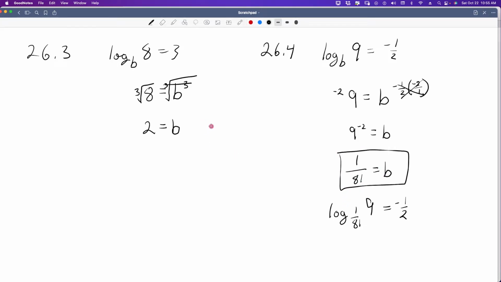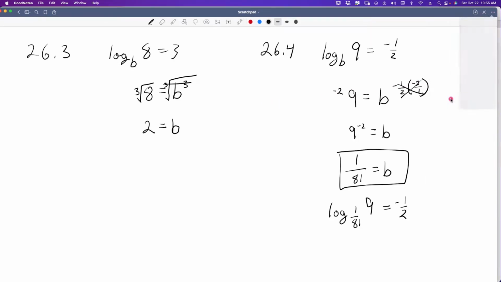All right, so let's look at solving another one. Let's do 26.5. We just have a few more of these. 26.5 is the log base 3 of 1/27 is m. So let's rewrite that in exponential form. 1/27 is the answer, the base is 3, and the exponent is m.